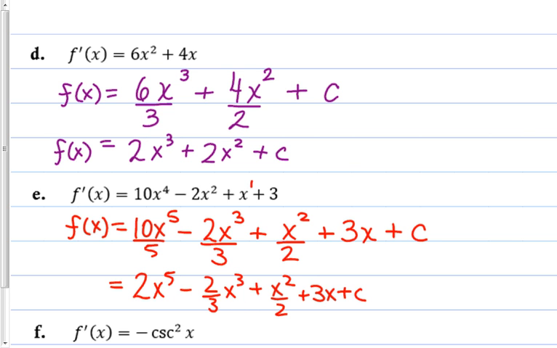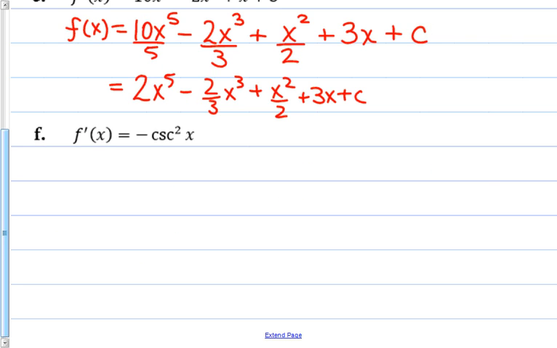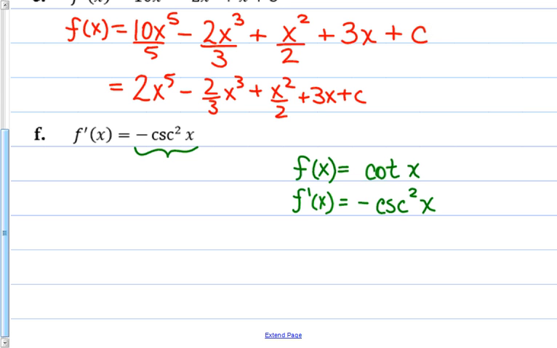All right. F. Ooh, negative cosecant squared x. Does this look familiar? Let's see. When I have the function cotangent of x, and I have to derive that. Let's see, if I derive cotangent, I get negative cosecant squared x, don't I? So, negative cosecant squared x, the original function was cotangent. You have to be able to recognize this. Plus c, because there could have been a number there.